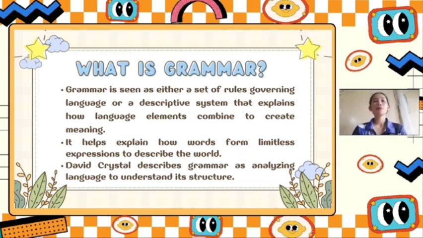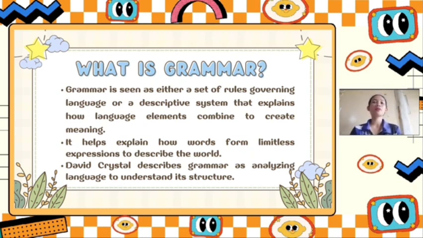Okay, so grammar is seen as either a set of rules governing language or a descriptive system that explains how language elements combine to create meaning. So this understanding of grammar is essential because it helps explain how words can be combined in limitless ways to express, allowing us to describe the world around us effectively.